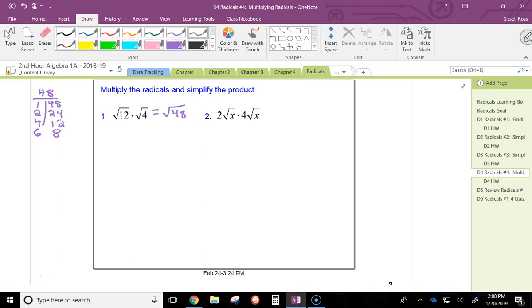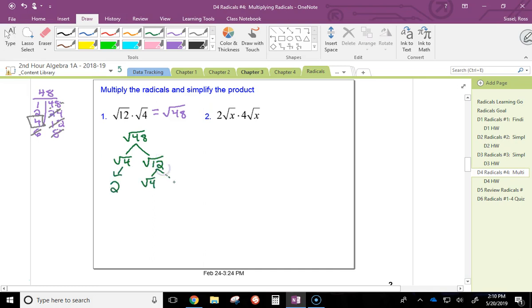Okay, is 48 a perfect square? No. Is 24 a perfect square? No. 12? No. Is 8? No. Is 6? No. 4 is a perfect square. So because of that, I would make the square root of 48 into the square root of 4 times the square root of 12.